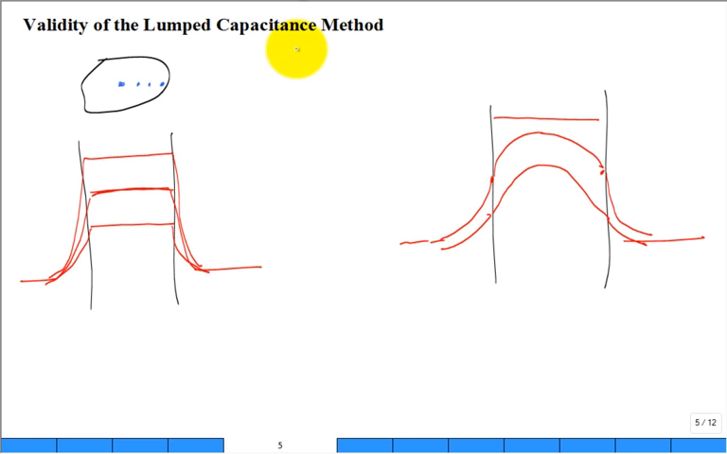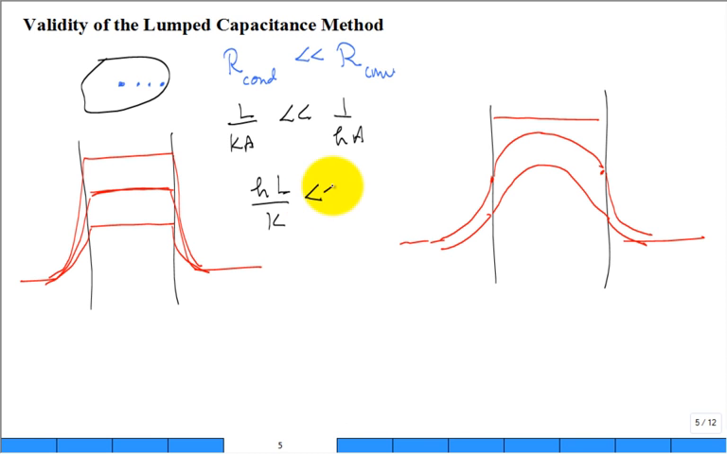So how do you justify it? You say, well, somehow the resistance to heat transfer, that's conduction within the solid object, is really small compared to the resistance of convection heat transfer from the surface into the fluid. Well, what's our generic equation for conduction resistance? L over KA. What's our generic equation for convection resistance? 1 over HA. You put them together and you throw this on the other side and you'll say that HL divided by K needs to be much, much less than 1.